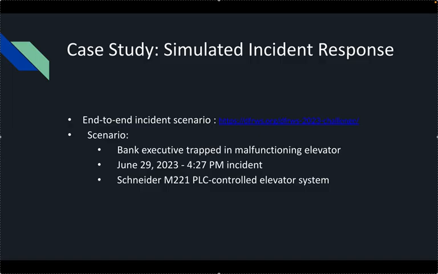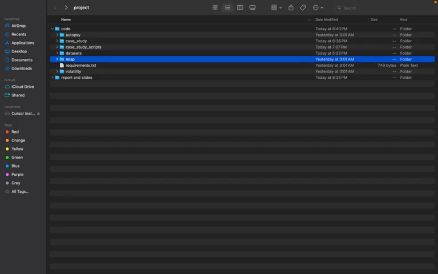The challenge required us to determine whether this was a mechanical failure, a cyber attack, or insider sabotage, using real forensic data from the incident. So now we'll look at the demo. Before going through the demo, let's look at how the code is structured.